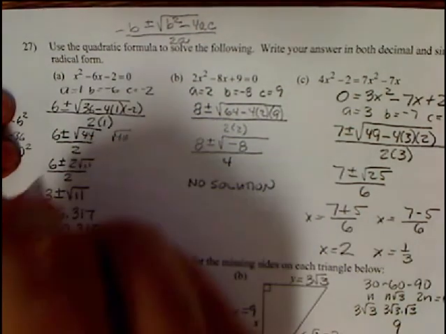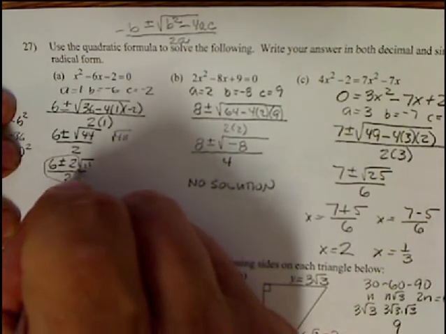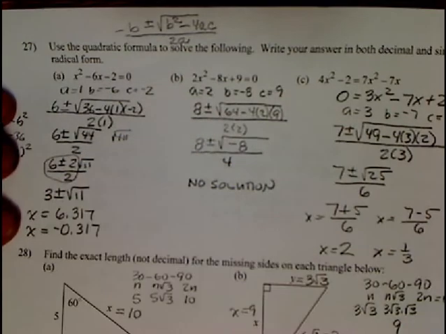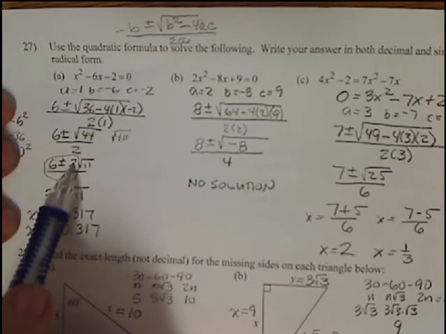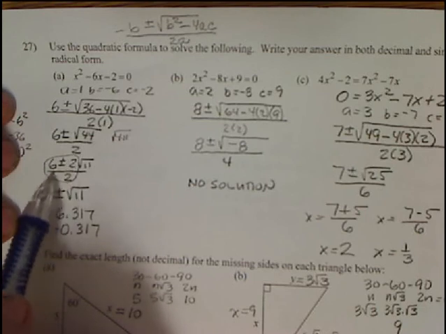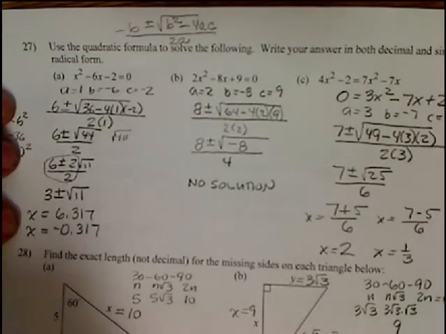And then when you go to reduce it, you have to simplify. You look at those 3 terms and ask, what will go into all of those? Sometimes it doesn't simplify. So all of these have 2, which will go into all of them, so I divide them all by 2. I get 3 plus or minus 1 times the square root of 11 over 1. So it says 3 plus or minus root 11.